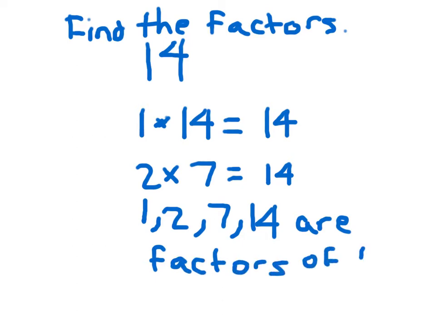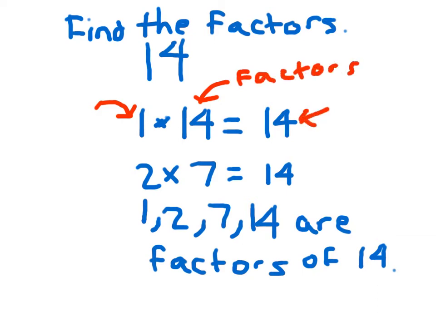You'll notice that I've listed the factors in order from least to greatest. Now the reason we can say this is because in the multiplication problem, both of those things that I've just written in red are called factors. And remember, 14 there is the product, and that's the number we were trying to find factors for.